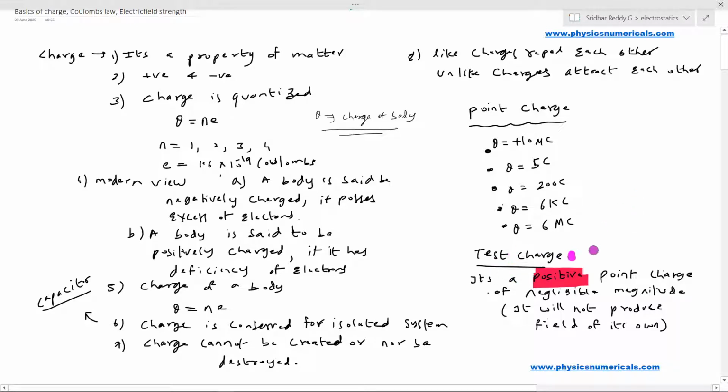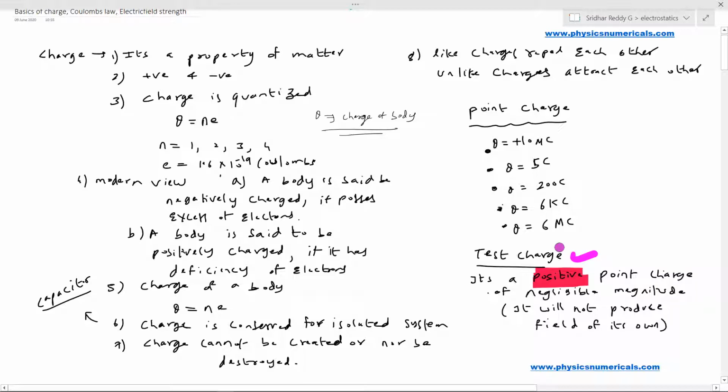Then again, the test charge. So what is the test charge? It's a positive point charge of negligible magnitude. This is an idealization, just to introduce any concept or any particular quantity, we take the help of this test charge. It's just like an ideal assumption. So the test charge will always be a positive point charge. Its magnitude will be negligible. What do you mean by negligible? It will not produce a field of its own. Later, when I come to the electrostatic field strength, I'll introduce the test charge idea.